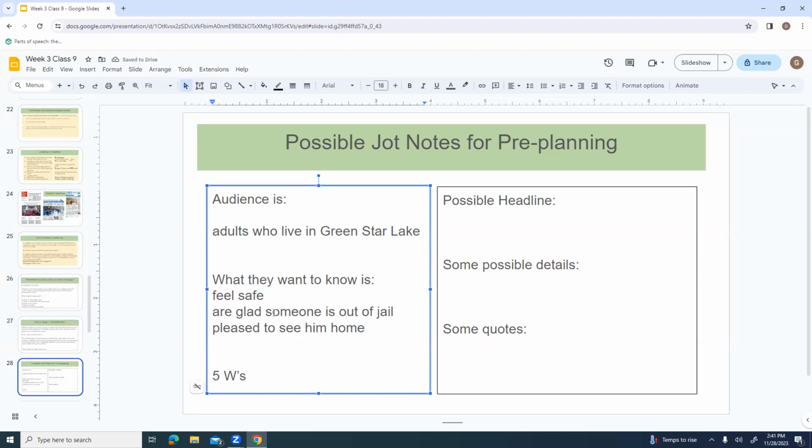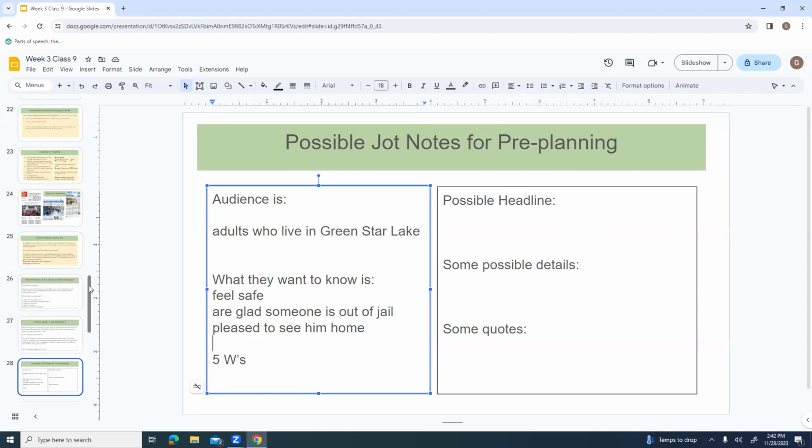So these might become sentences, but they don't have to be sentences in your jot notes, okay? However, sometimes people get confused and they'll hand me this part in and think it's the rough draft. This is not your rough draft. This stuff, I never have to see this part. This part is for you, okay?